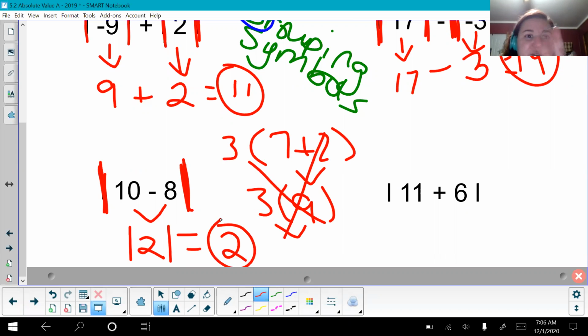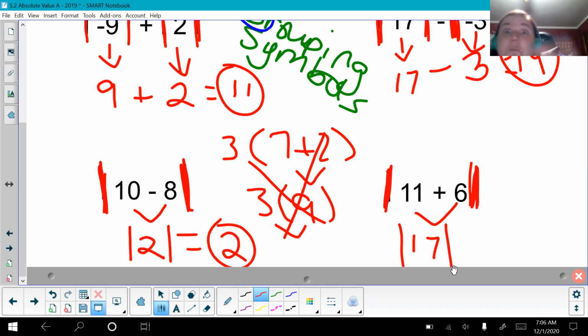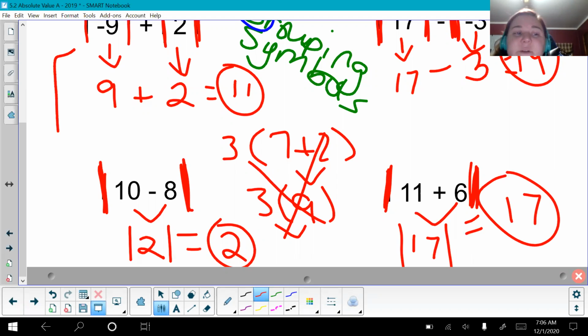So this is a two-stepper, just like the other one. Here, do what's inside the absolute value first. So I'm going to add, which is 17. But then I need to bring down my absolute value. So then I ask, how far is 17 from 0? 17.